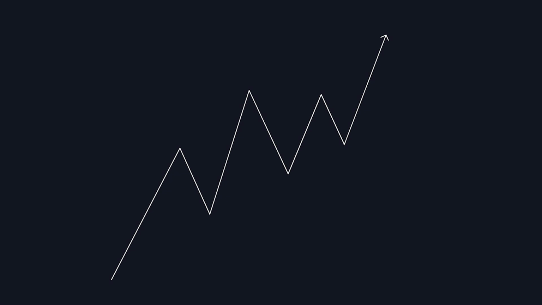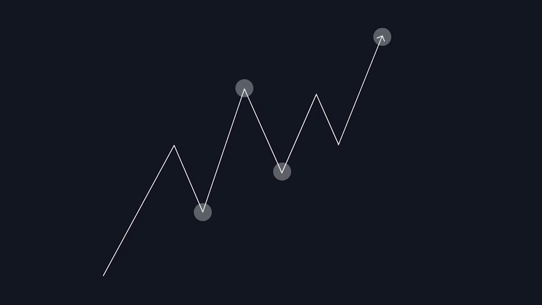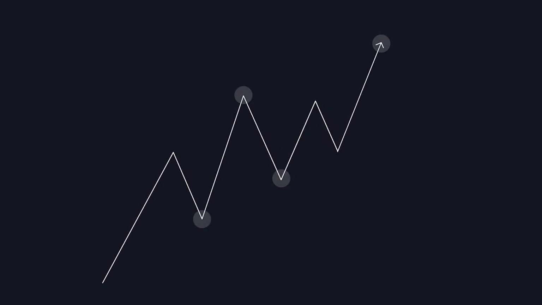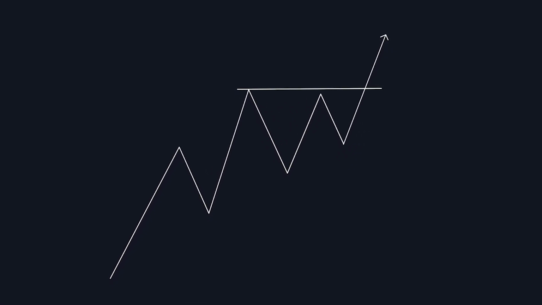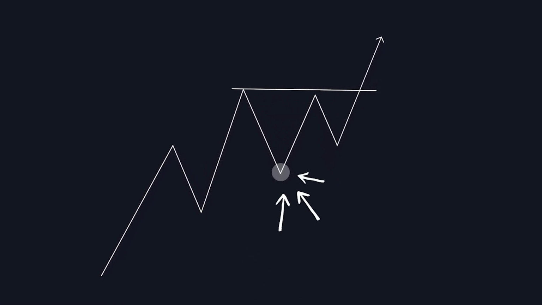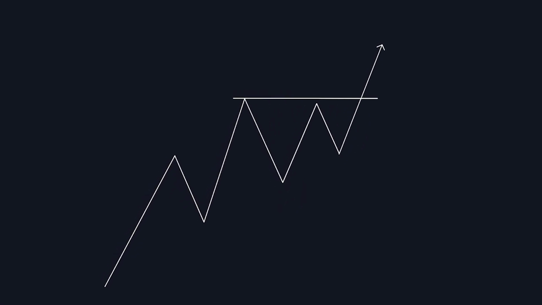Alright, so here's the chart we're looking at. Let's mark the structural highs and lows. We can see that the price has broken through the structural high, which means the lowest price between these 2 highs will be our structural low.